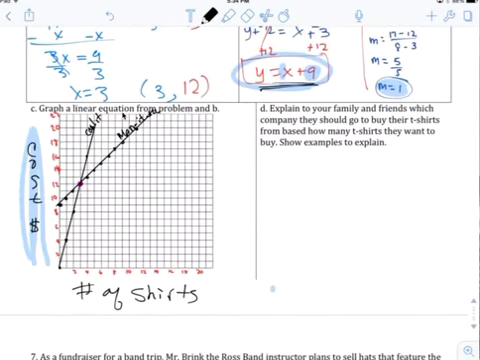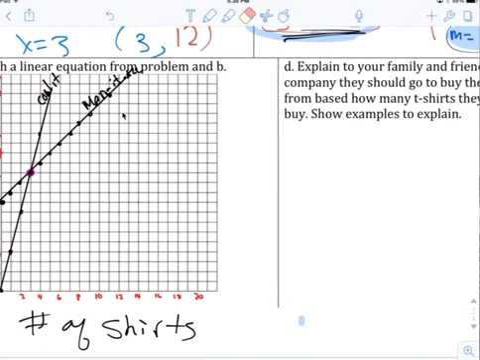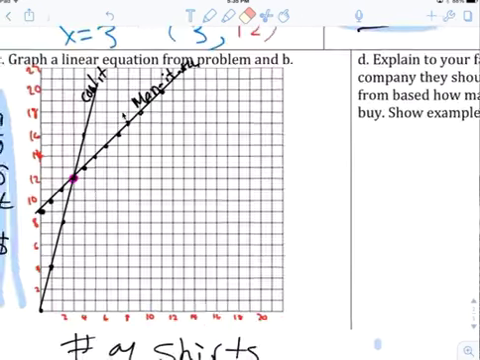I'm taping and okay. Explain to your family and friends which company they should go to buy their t-shirts from, based on how many t-shirts they want to buy. Oh, sorry for the English error. Show examples to explain. Okay. If they want to buy less than 3 shirts, they should shop from Cool It.